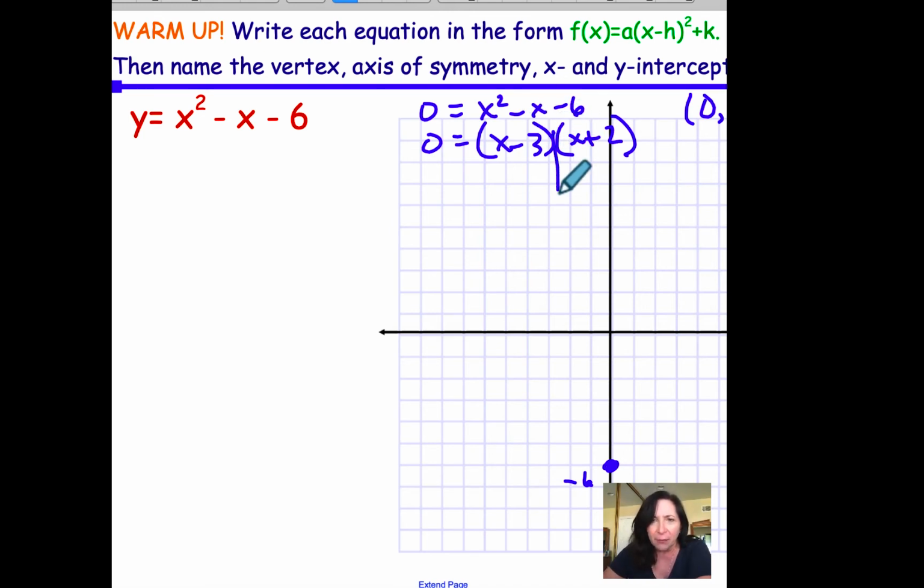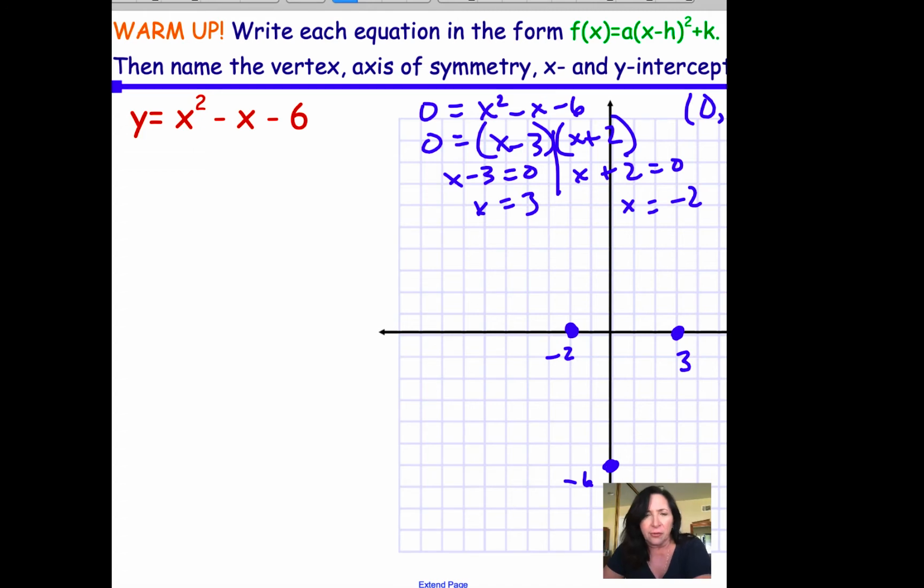We split these up. We set both sides equal to 0. x minus 3 equals 0, so x equals 3. And then you have x plus 2 equals 0, so x equals negative 2. So those are my x-intercepts here at negative 2 and at 1, 2, 3 right here. And so far, so good.